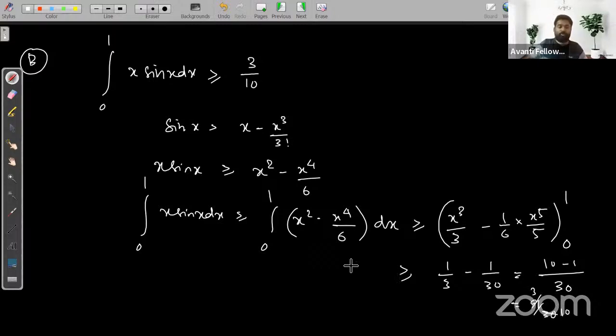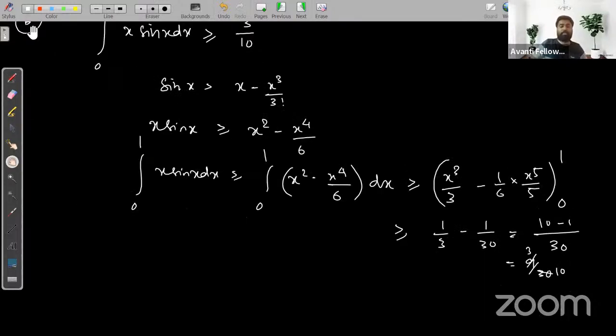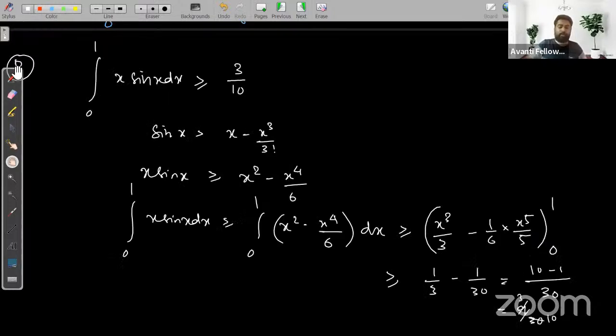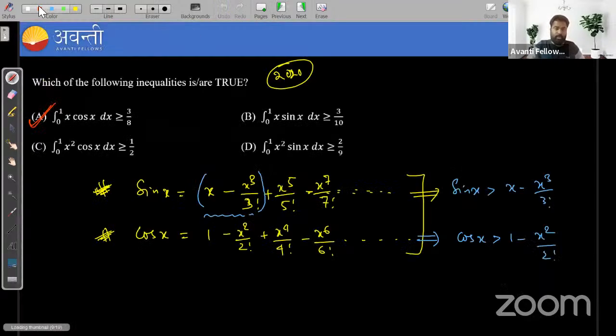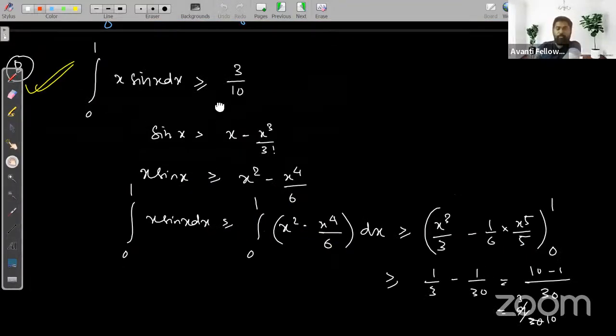So it is also correct. Option B is also correct. You can observe option B is also correct. Let's come to option C now. So in option C, what is it?